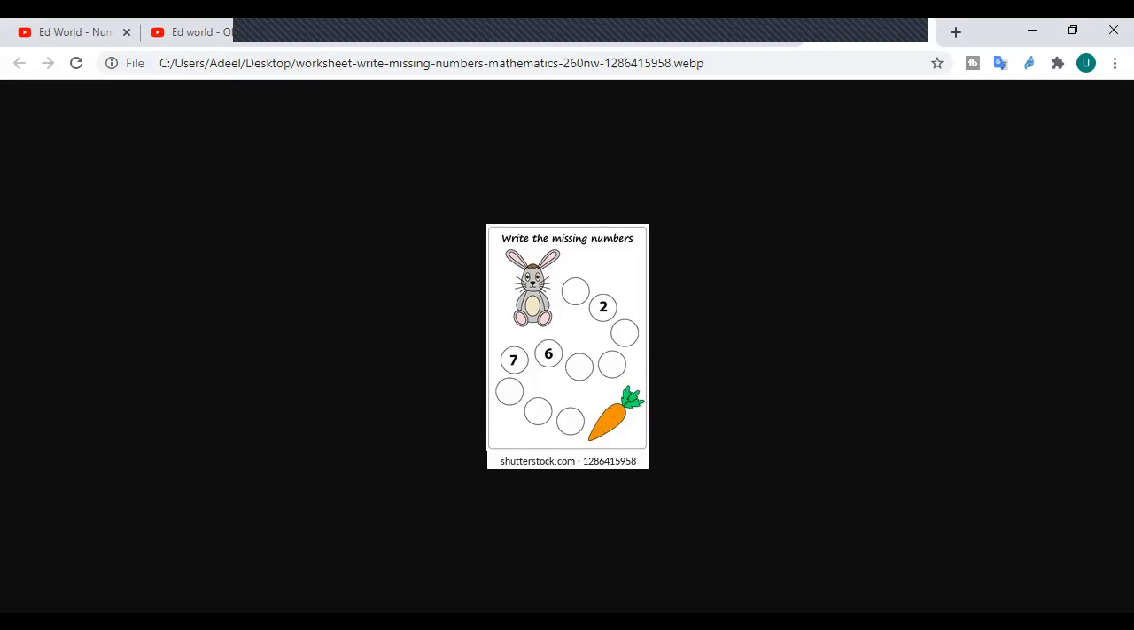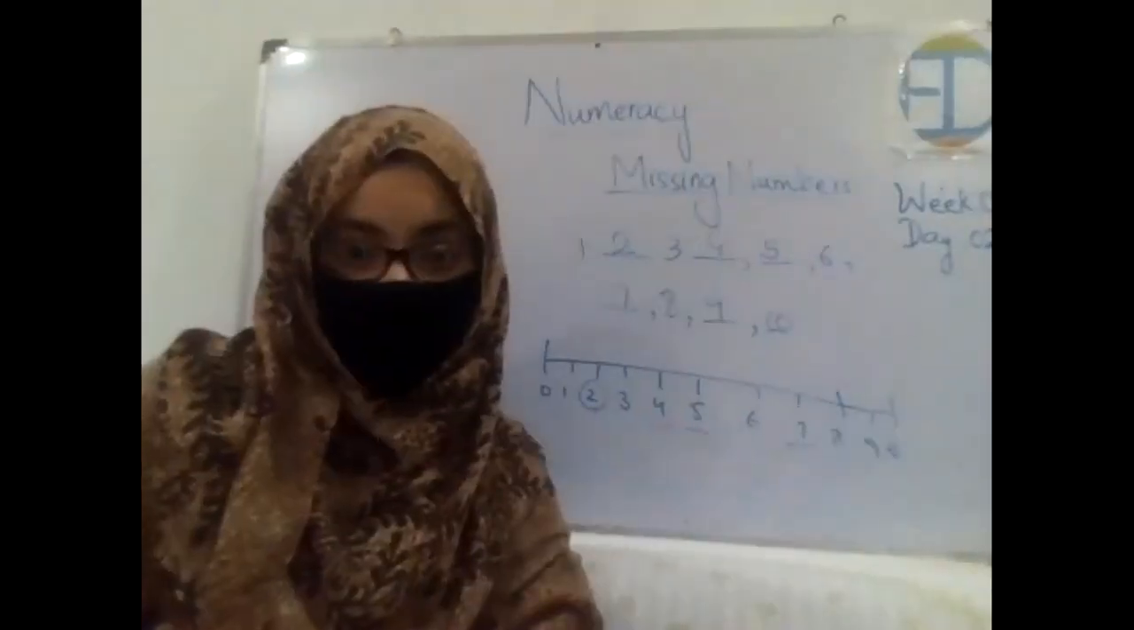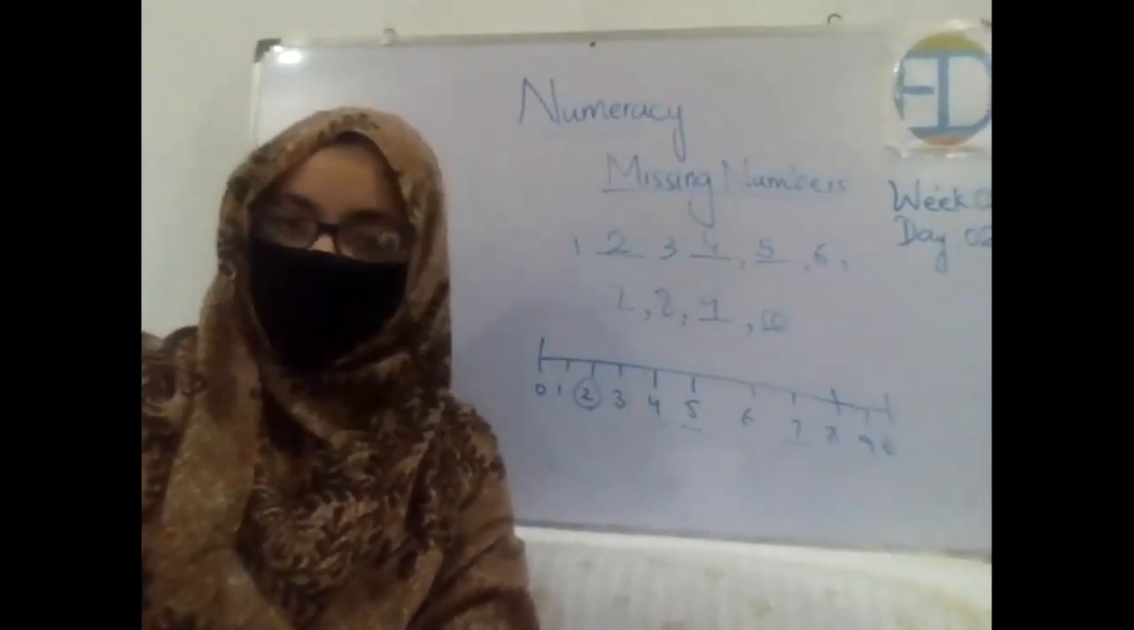Okay, who is going to tell me what comes before 2? 1, then 2, 3, 4, 5, 6, 7, 8, 9, and 10. So the rabbit has finally reached the carrot, right? So now it can easily eat it and it will be very happy.